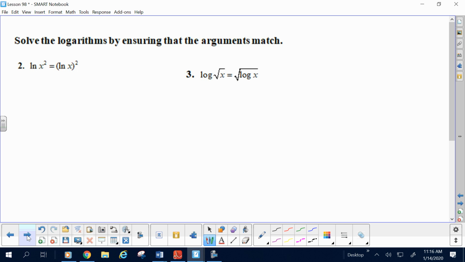The same goes here. These are different. That's log of x squared. That's log of x. Those are different. That's a problem. Okay? This is log of square root of x. That's log of normal x. Those are different. That's a problem. So the first thing you want to do is make the arguments the same.